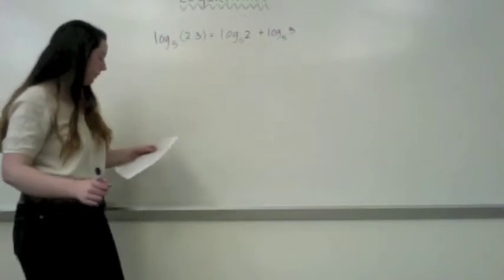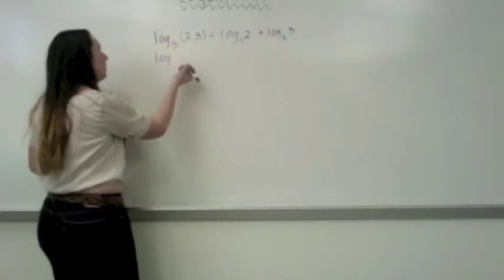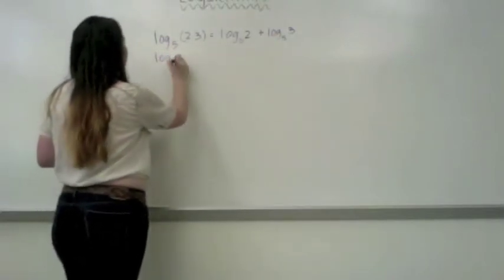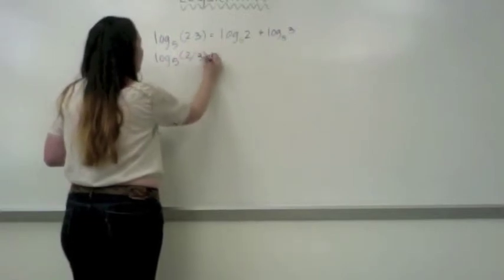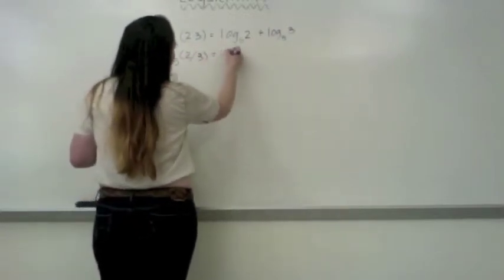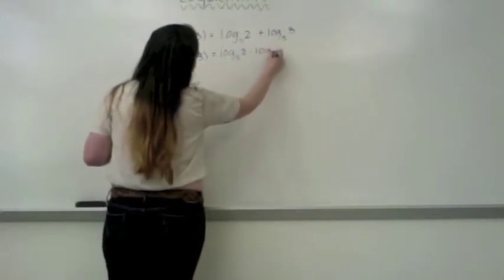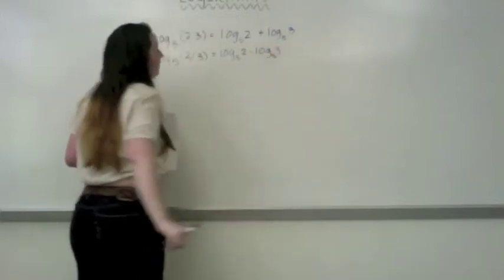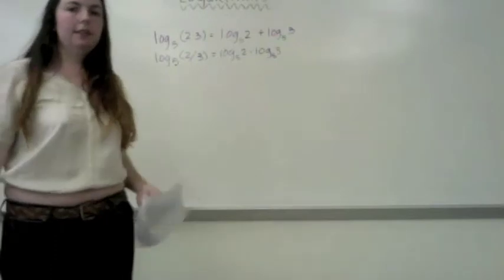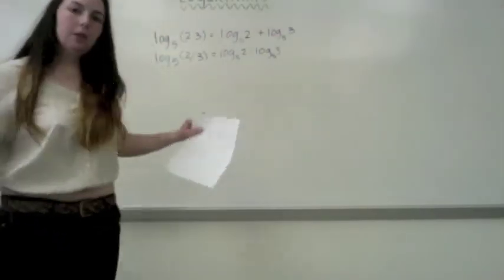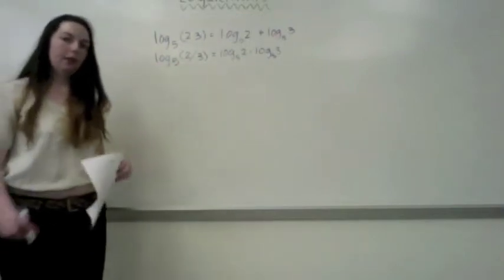So, a similar property is that of division. 2 divided by 3 would be log base 5 of 2 minus log base 5 of 3. And again, this would be the same answer as if you had put in your calculator log base 5 of 2 divided by 3.